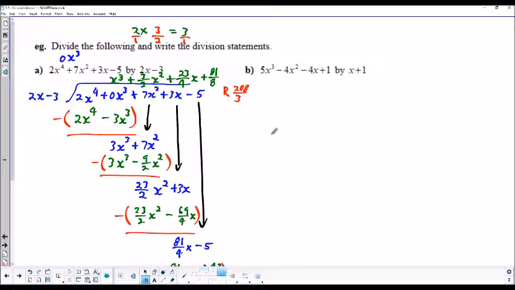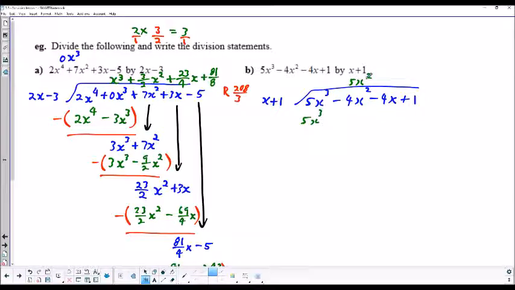Okay, so I see that you have worked out the division. So we get x plus 1 as the divisor, and we wrote 5x cubed minus 4x squared minus 4x plus 1 as the dividend. And now we do our usual dance here. What do I multiply x by to get 5x cubed? So that would be 5x squared. Then 5x squared multiplied by x is 5x cubed. 5x squared times 1 is 5x squared.